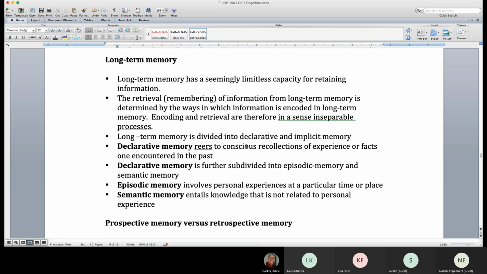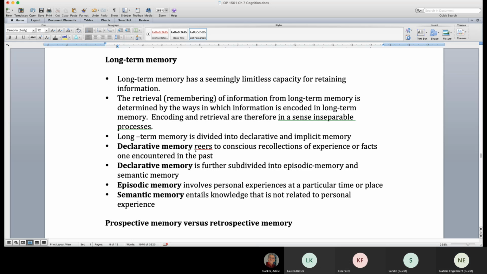Long-term memory. Long-term memory has a seemingly limitless capacity for retaining information. The retrieval, however, ladies and gentlemen, of information from long-term memory is determined by the ways in which information is encoded in long-term memory. Encoding and retrieval are therefore, in a sense, inseparable processes. Long-term memory is divided into declarative and implicit memory.